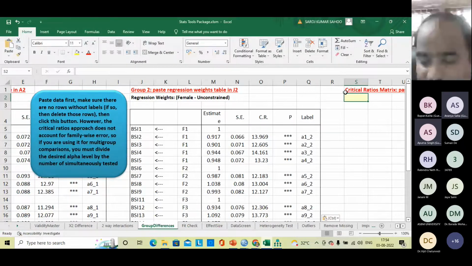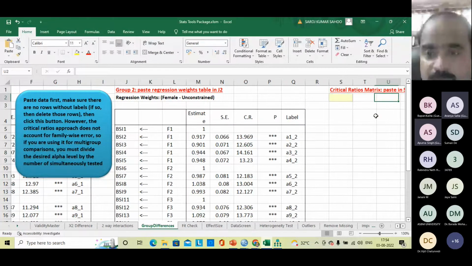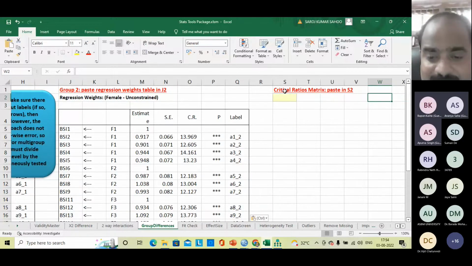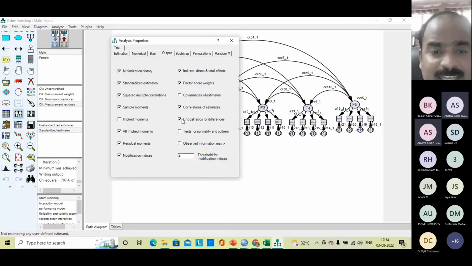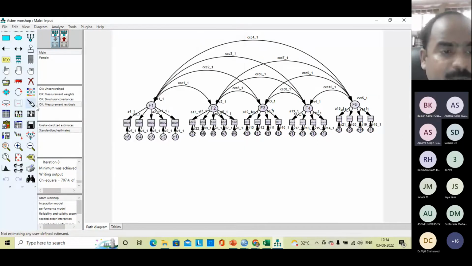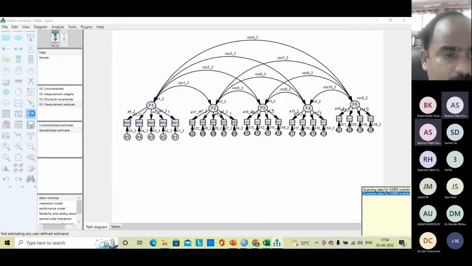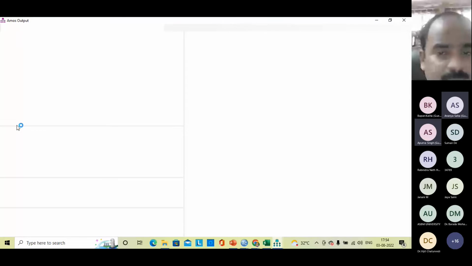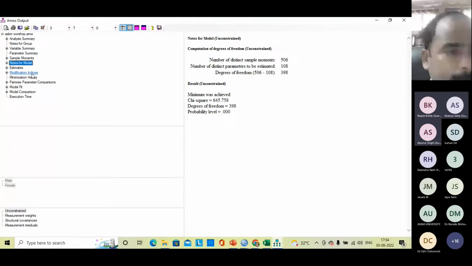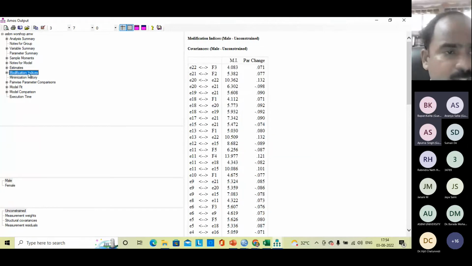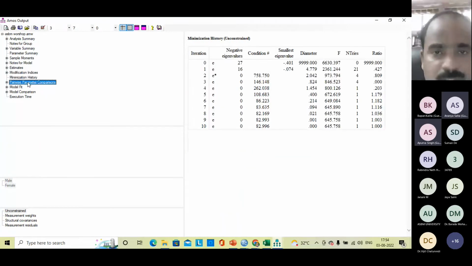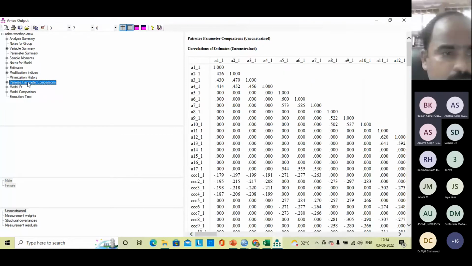Look at the Excel file. It requires the critical ratio. I didn't tick the critical ratio. Now I tick the critical ratio. Now I am operating again because I need the critical ratio value. Go there: estimates, modification indices, minimization, pairwise, then model comparison.